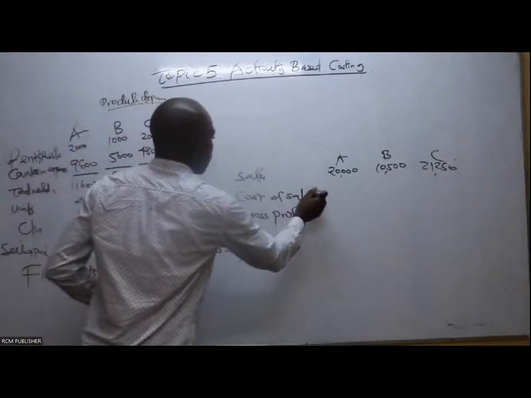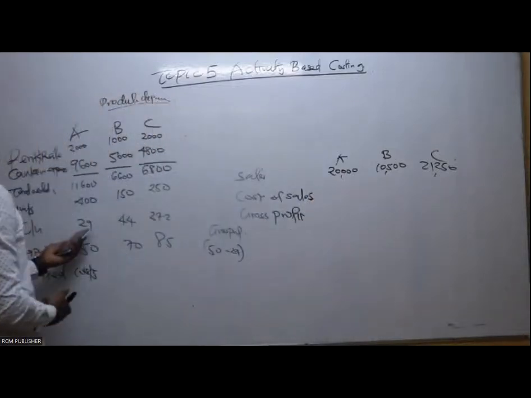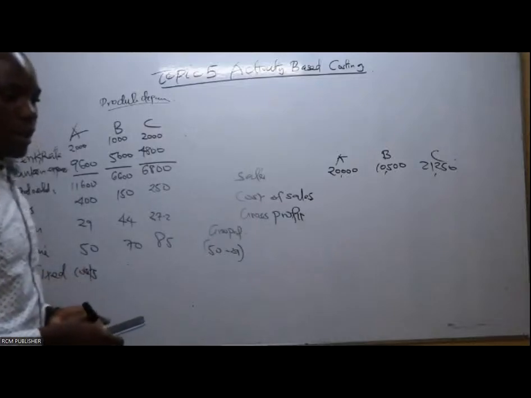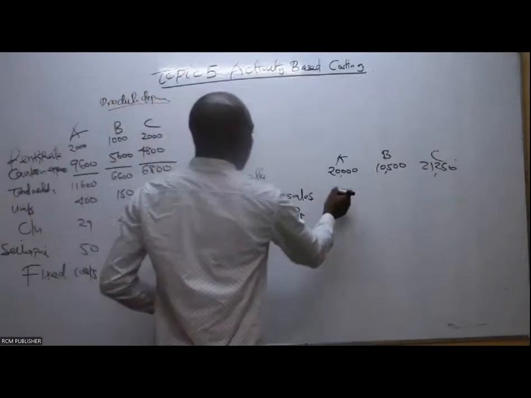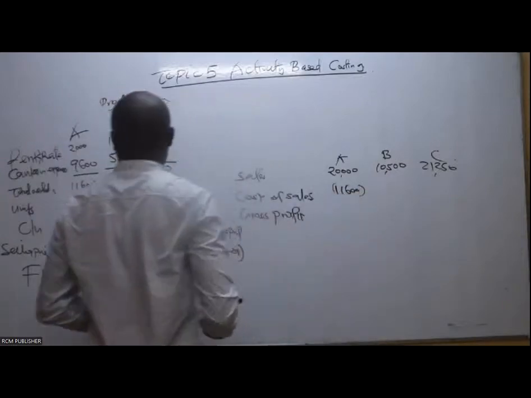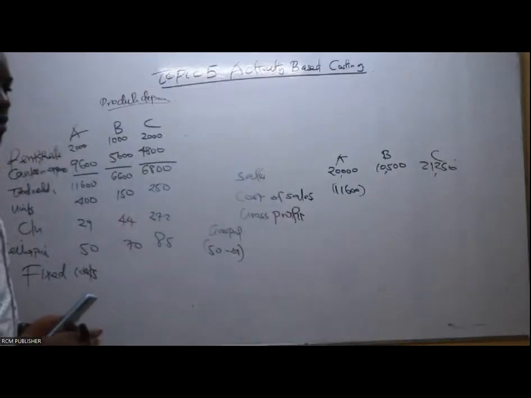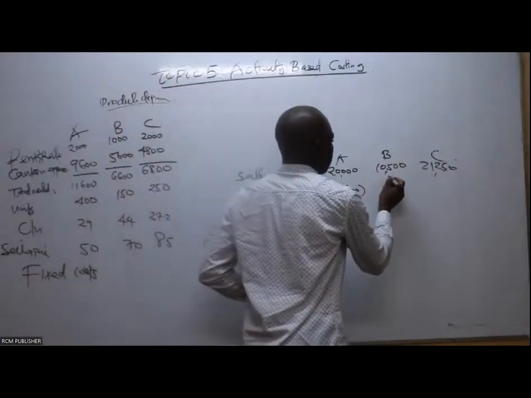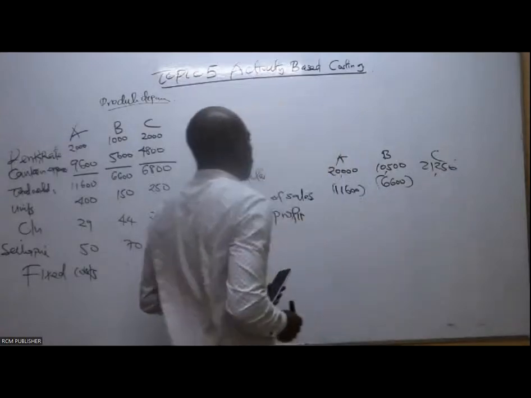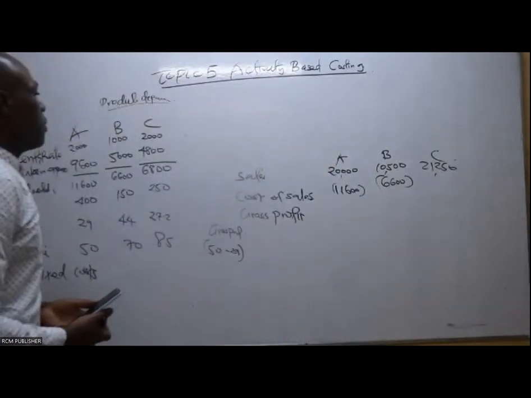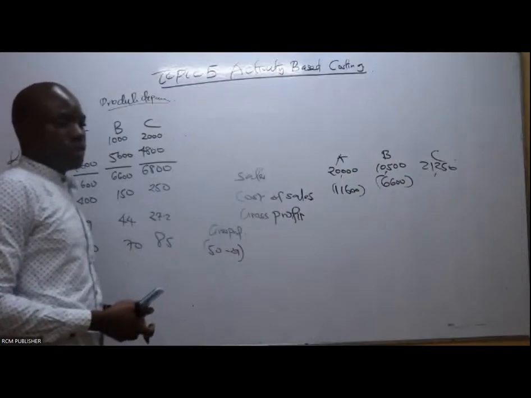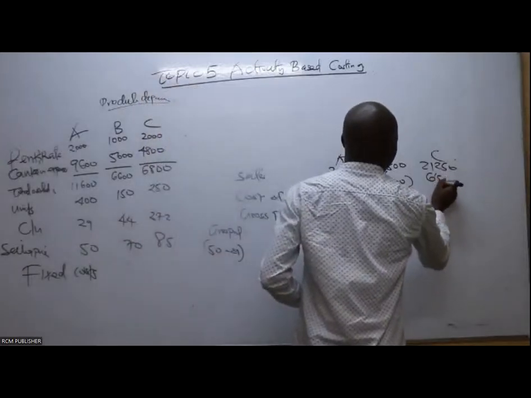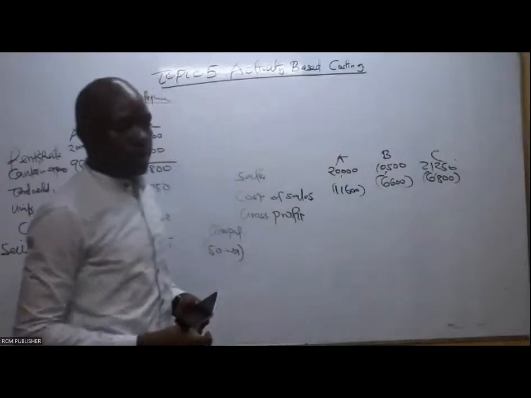Cost of sales for A, 29 by 400. What is the answer? 11,600. Good. Then for B, 44 by 150, my good people here, 6,600. We move to C, that is 27.2 by 250. I'm being told it is 6,800.